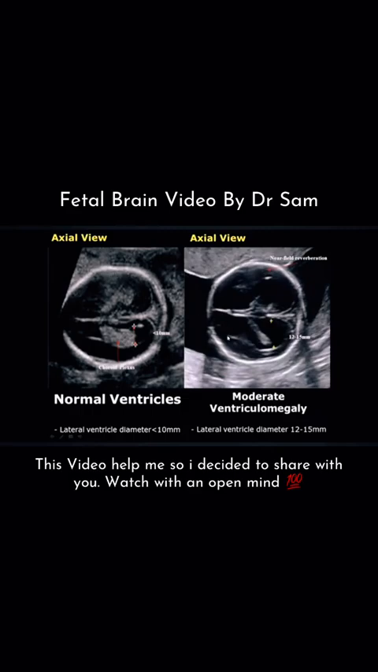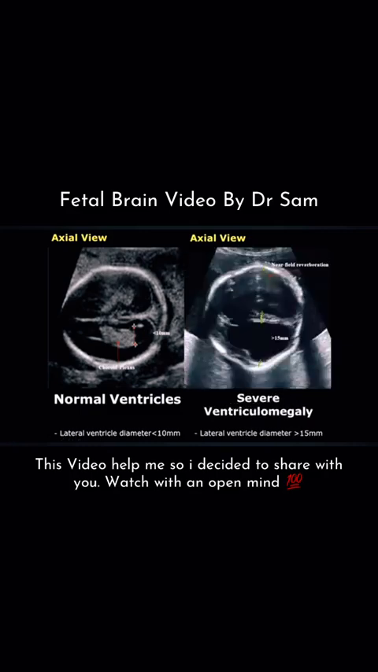In moderate ventriculomegaly, the size of the lateral ventricles is between 12 to 15 millimeters. As you can see, it is larger as compared to mild ventriculomegaly. In severe ventriculomegaly, the diameter of the lateral ventricles exceeds 15 millimeters.